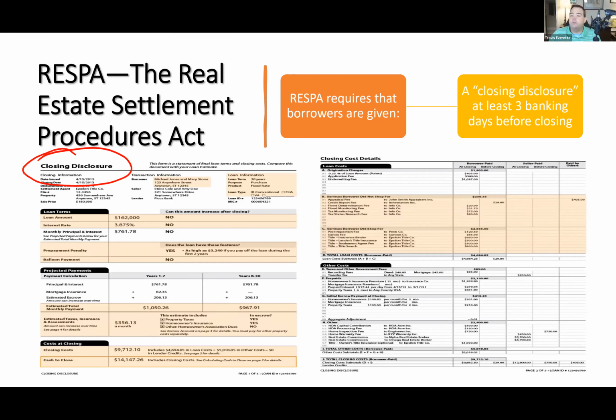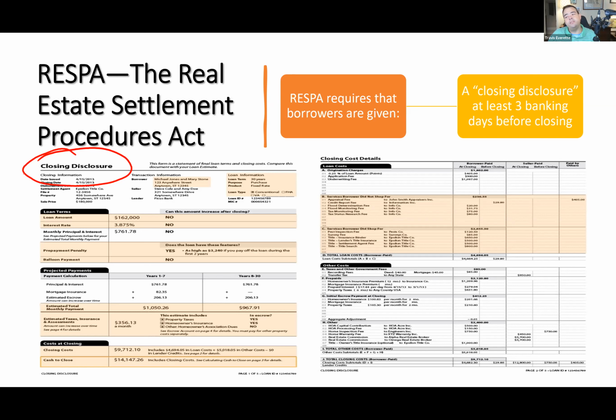Closing. A closing disclosure. If the loan estimate was supposed to come at the beginning of the process, when do you think RESPA requires this document to come? Closing. At the end of the process, also known as closing. That's why it's called a closing disclosure.